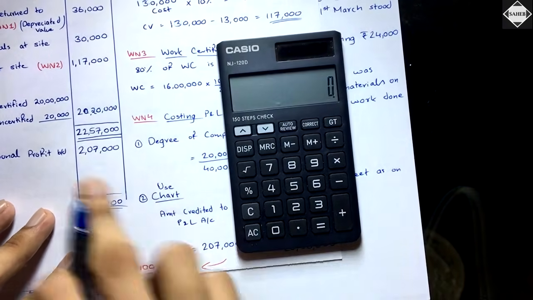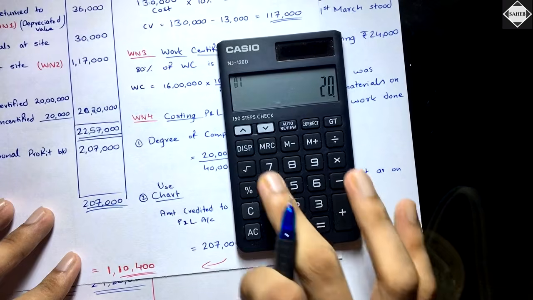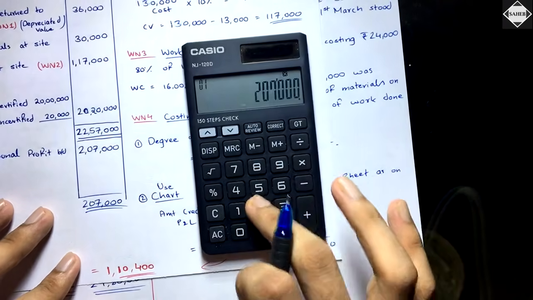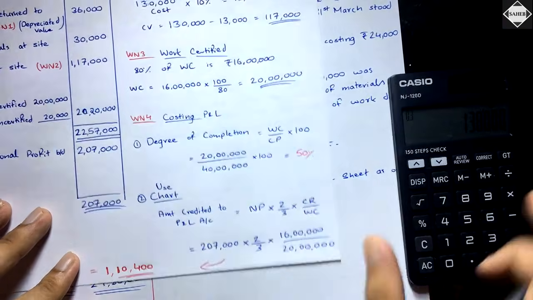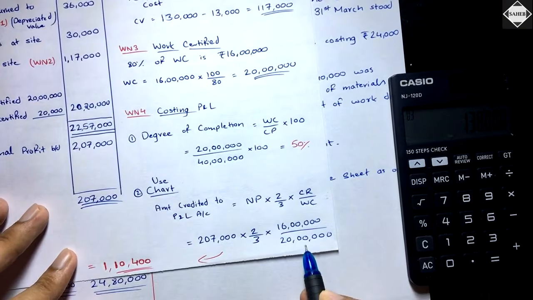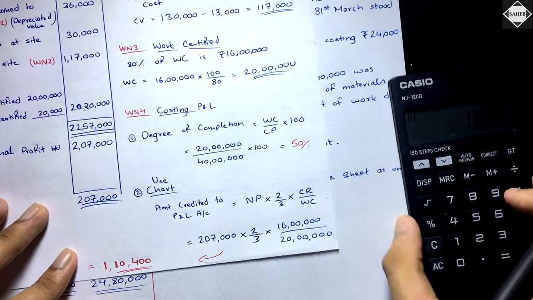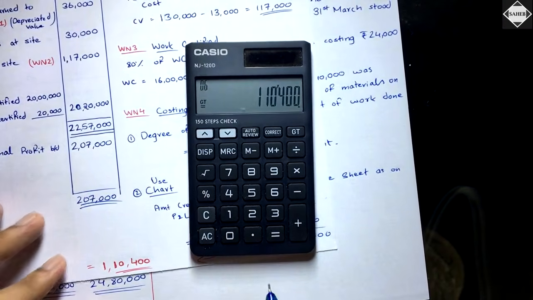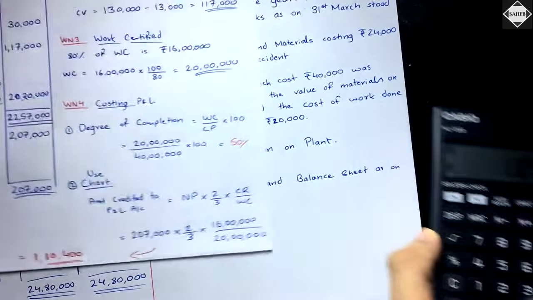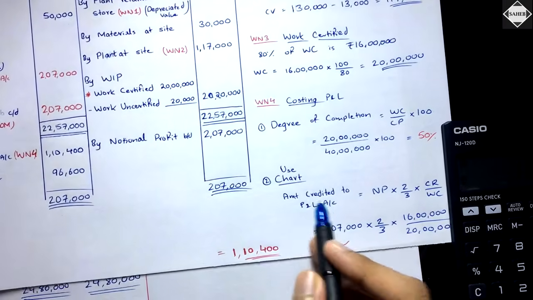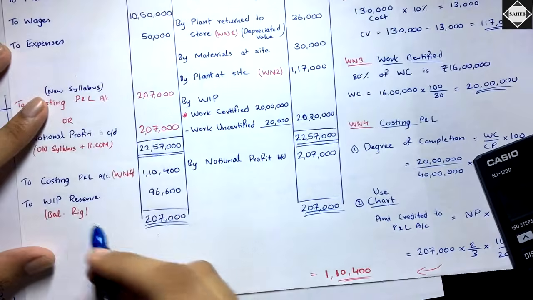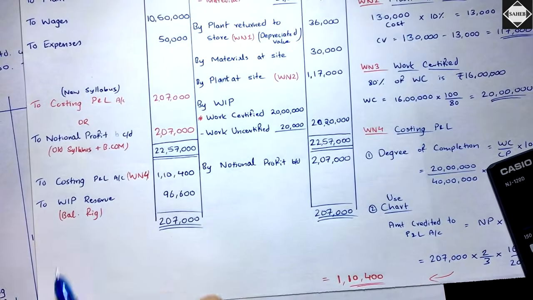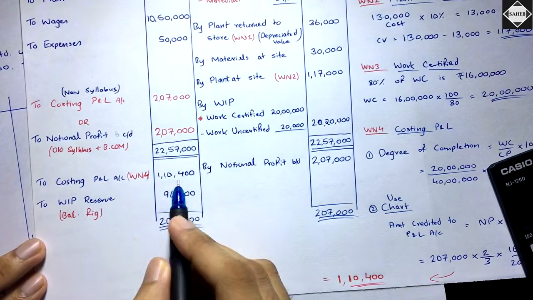So notional profit is 2,07,000. So 2,07,000 into 2 by 3, then into 16 lakh divided by 20 lakh. Can I not take 16 by 20? Of course I can, right? So into 16 divided by 20, that's equal to 1,10,400. So 1,10,400 would go to where? It will go to profit and loss. Is that clear? So it will go to profit and loss, and then whatever balancing figure is there, that would go to WIP reserve. Costing profit and loss 1,10,400.